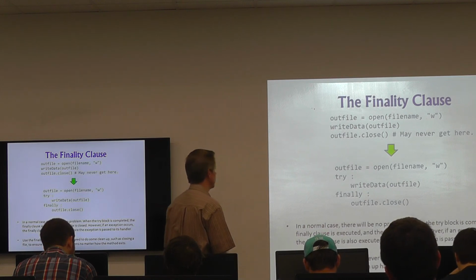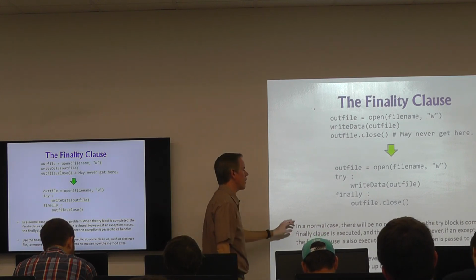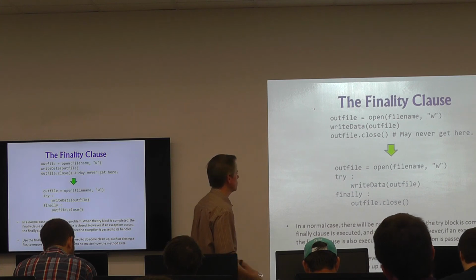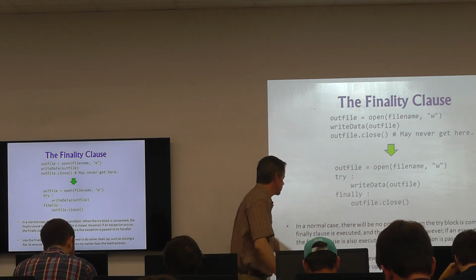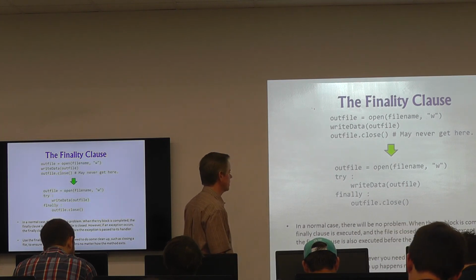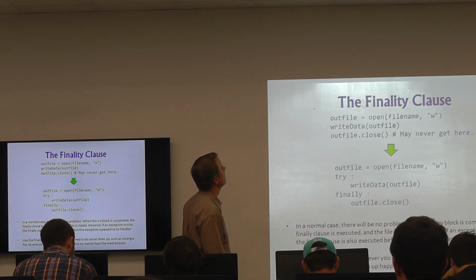So I will wrap things up. In normal cases, there's going to be no problem. When the try block is completed, the finally clause will be executed. Fantastic. When there is a problem, we'll go handle it, but then we'll still execute the finally block. Okay? And we basically use it for cleanup.